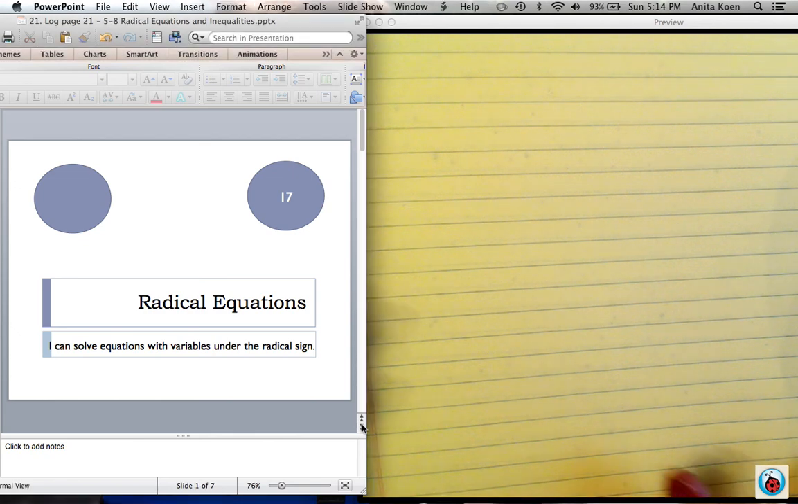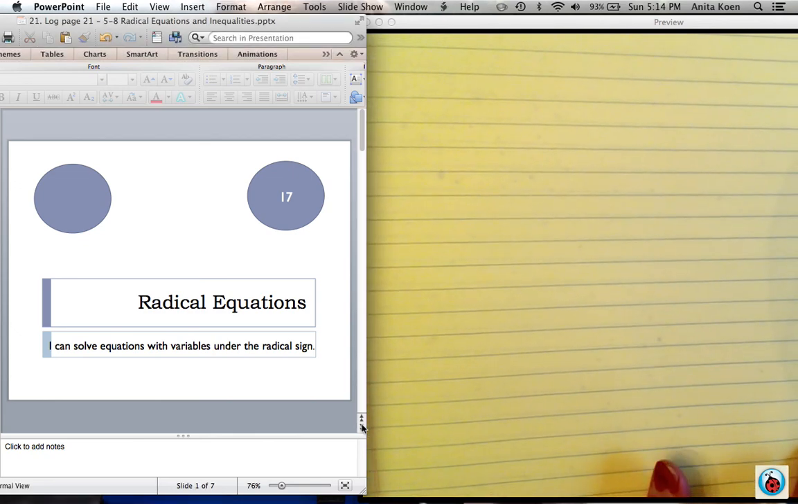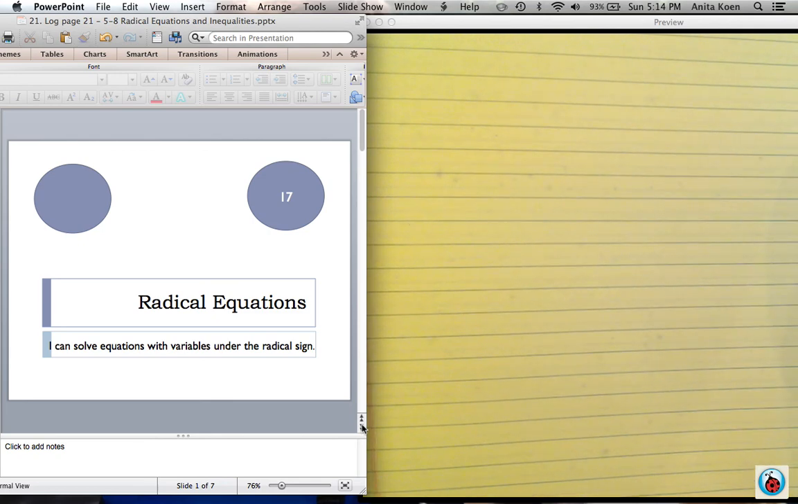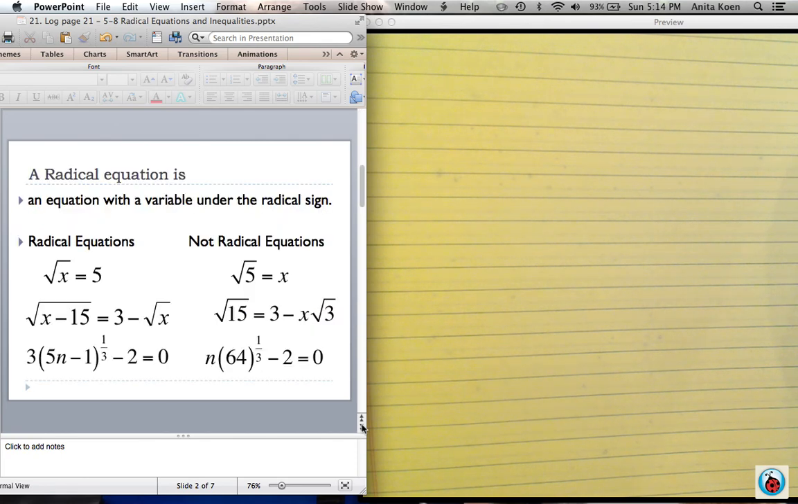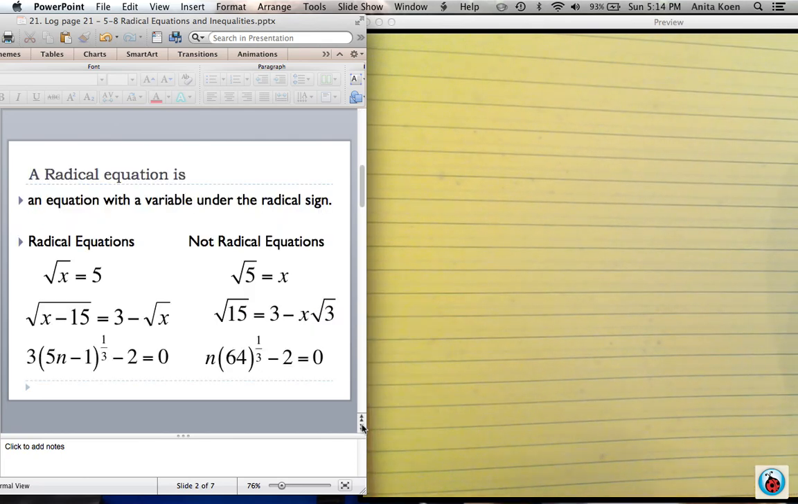Today's lesson is on radical equations, and this will be log page 17 in your logbook. Our objective for today is to solve equations with variables under the radical sign. A radical equation is an equation with a variable underneath the radical sign.